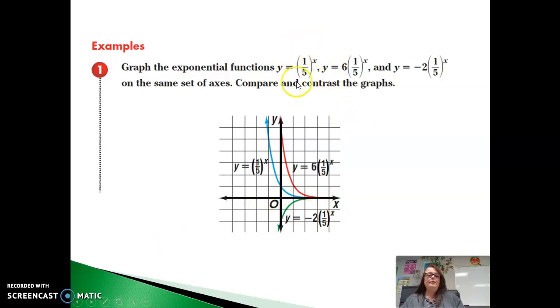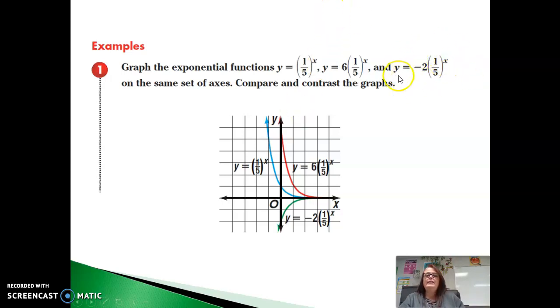Similarly here, we've got our parent graph, which is (1/5) to the x power, and so that is this blue graph right here. So again, any number to the 0 power is 1, and to the first power would give me 1/5, and to the negative 1 power would give me 5. And so this 6 in the front says stretch that by a scale factor of 6. So you'll notice 1/5 times 6 gives me a little more than 1, so 1 and 1/5. And then this y value of 1 times 6 would give me 6, and so on and so forth. So that's a vertical expansion by a scale factor of 6.